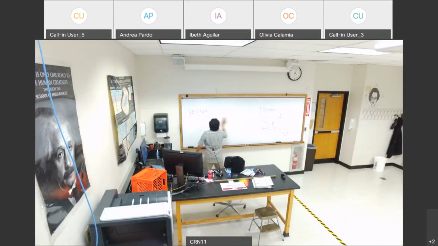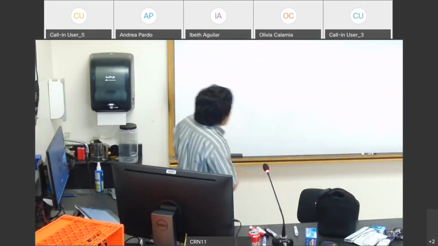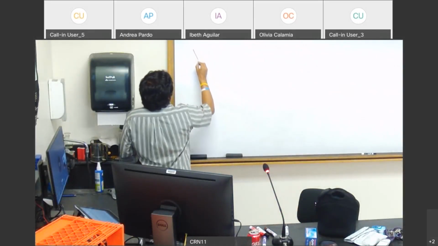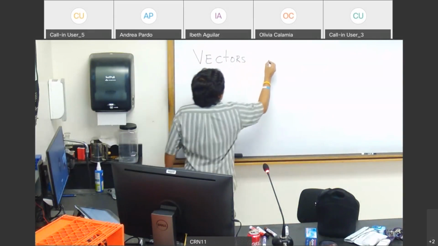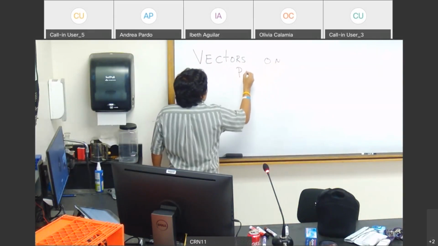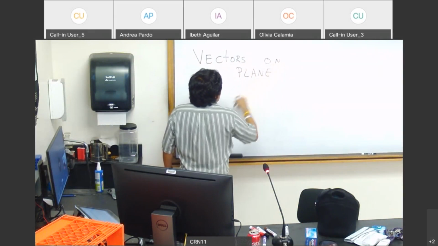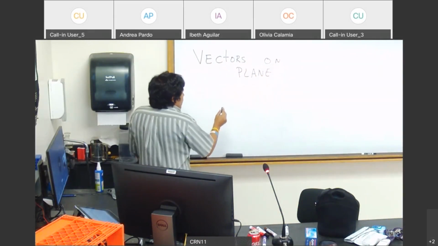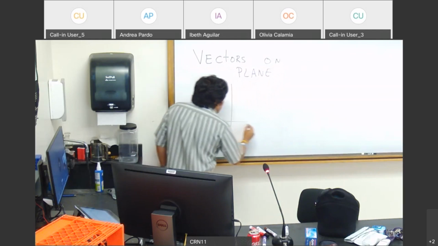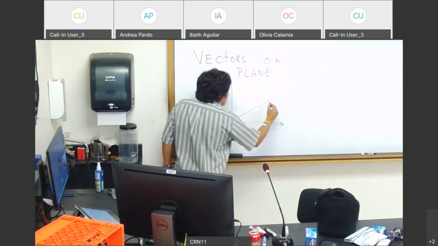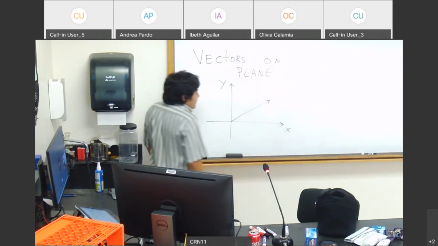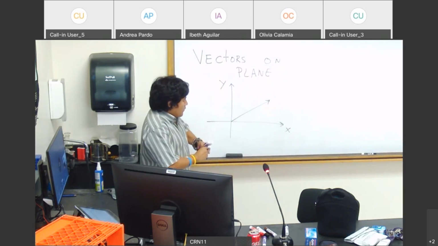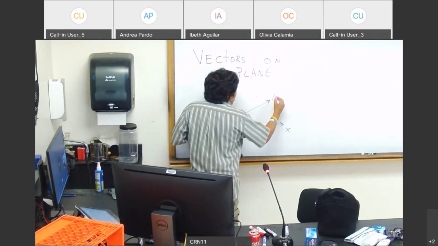So let's introduce vectors on the plane. Right? So we're going to introduce now vectors on plane. What does that mean? It means I can draw you a vector like this. This is the y and this is the x-axis, right? The x-axis, the y-axis, and then I can draw a vector here. Let's say vector A.